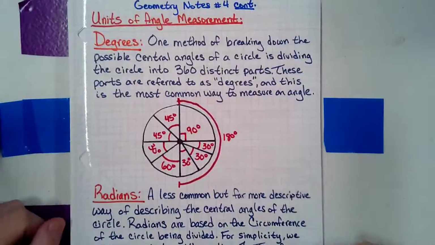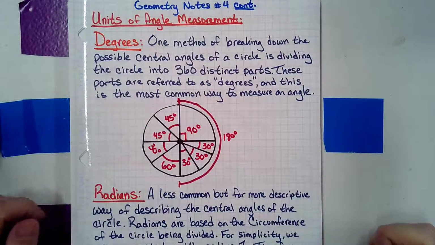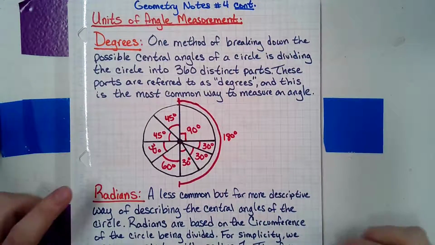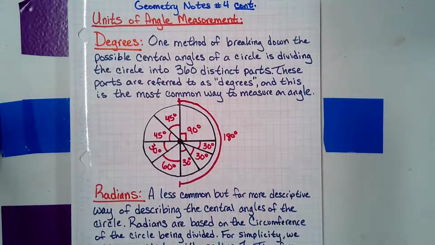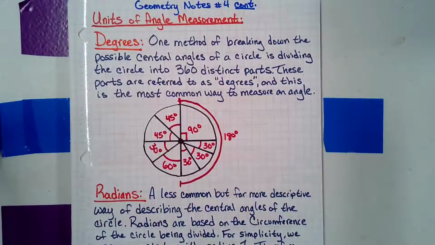So one method of breaking down the possible central angles of a circle is dividing the circle into 360 distinct parts. So we take a circle and we divide it up, right? That's going to be angle measures. One way to do it, the one you're probably most familiar with, is degrees, right? Degrees are when you divide a circle up into 360 degrees, okay?